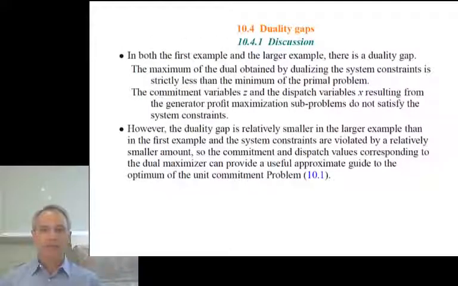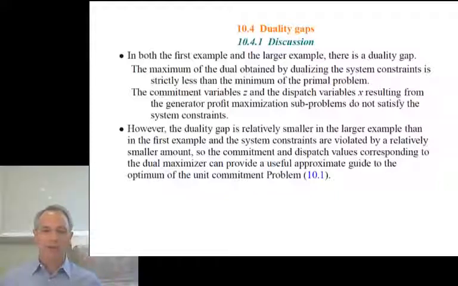So in both the first example and the larger example, there is a duality gap. The maximum of the dual, obtained by dualizing the system constraints, is strictly less than the minimum of the primal problem. The commitment variables and the dispatch variables do not satisfy the system constraints. However, having said that, the duality gap is relatively smaller in the larger example, and the system constraints are violated by a relatively smaller amount. So the commitment and dispatch values can provide, in fact, we could just modify the dispatch of generator 76 in order to figure out the optimum of the unit commitment problem.